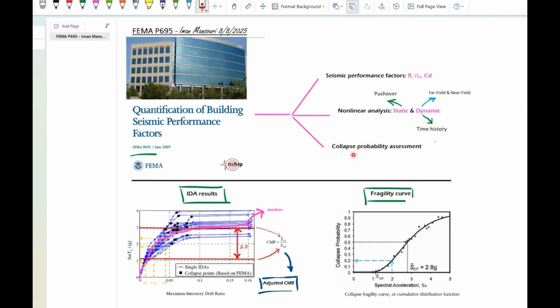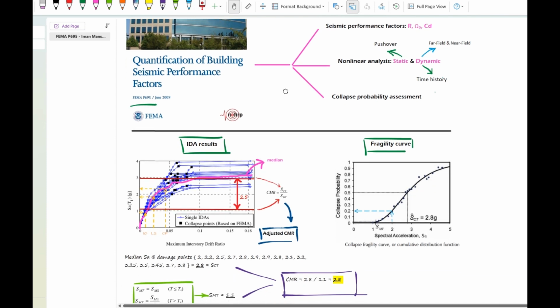Third, and this is a big one, it allows us to assess the collapse probability of a structure. To do this, basically, we need to run nonlinear time history analysis, which is called IDA, Incremental Dynamic Analysis, where a structure is subjected to a set of ground motions with increasing intensity levels to estimate its performance.